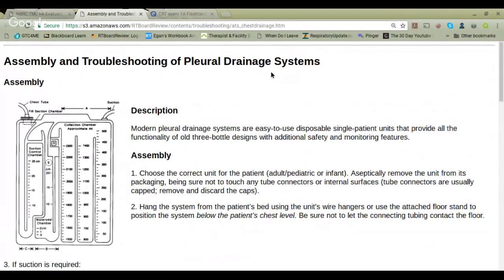Okay. Assembly and troubleshooting of pleural drainage systems. Description. Modern pleural drainage systems are easy to use disposable single patient units that provide all the functionality of old 3-bottle designs with additional safety and monitoring features.